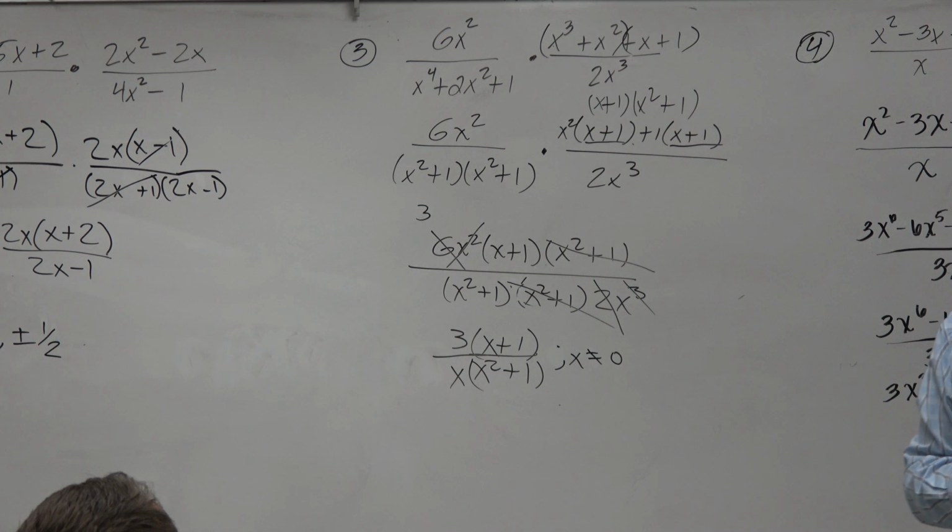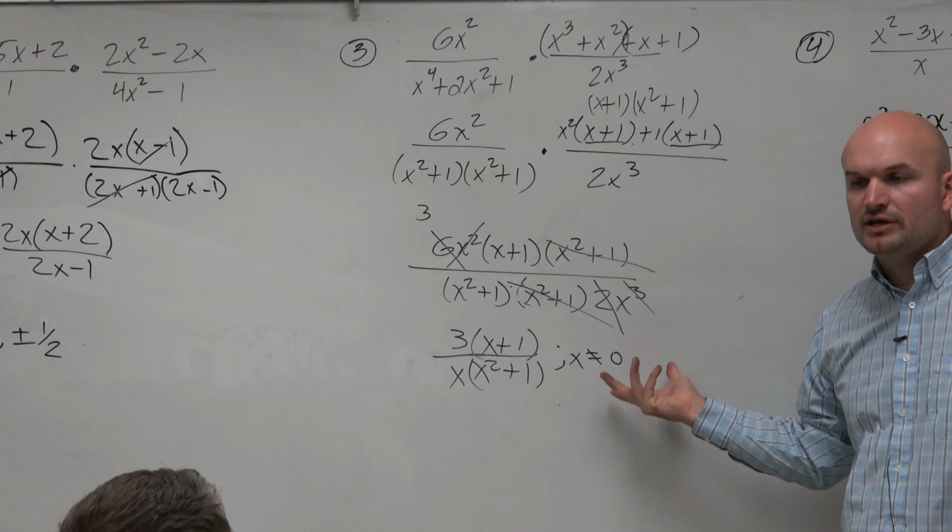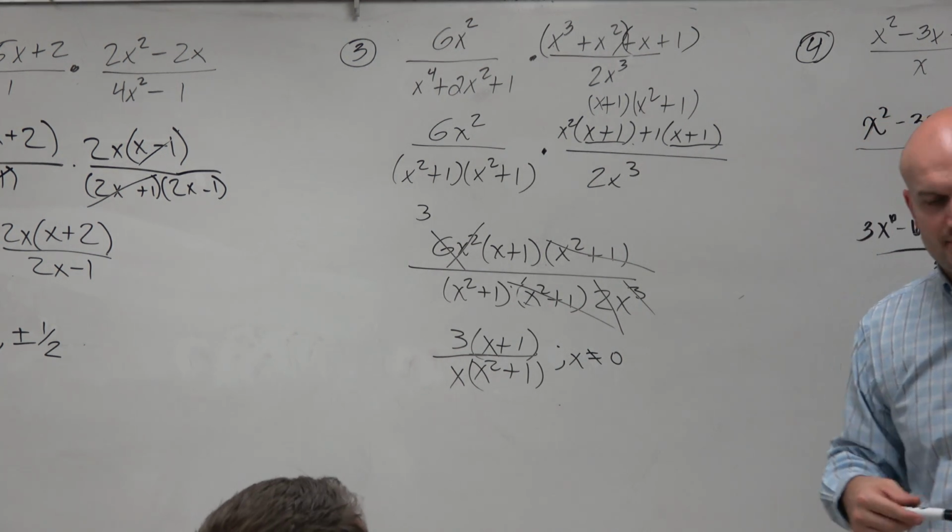Yes? So you're saying since the bottom is x squared plus 1 gives you i, there's no restriction? Yeah, because we're only going to look for restrictions in the real number system, not the imaginary number system.